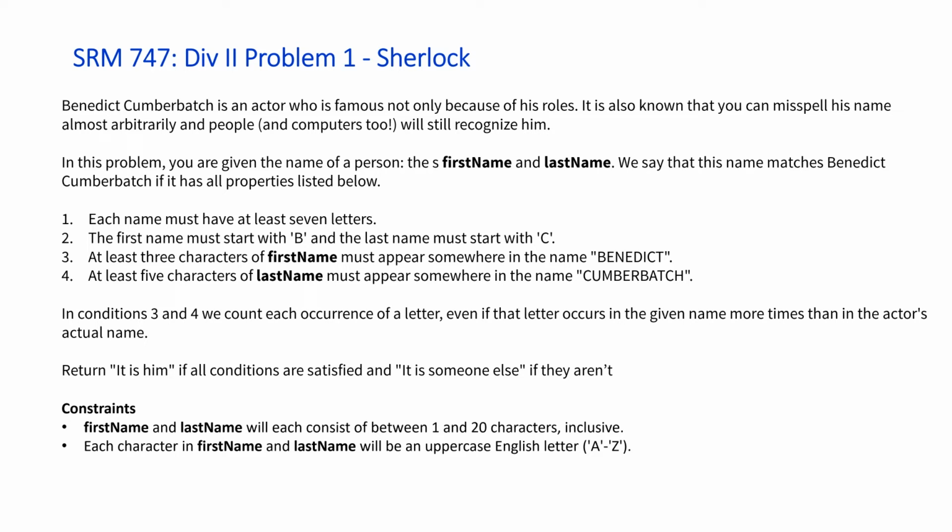Number 1, each name must have at least 7 letters. Number 2, the first name must start with a B and the last name must start with a C. Number 3, at least 3 characters of the first name must appear somewhere in the name Benedict. And number 4, at least 5 characters of the last name must appear somewhere in the name Cumberbatch. In conditions 3 and 4, note that we count each occurrence of a letter even if that letter occurs in the given name more times than in the actor's actual name. Return "It is him" if all the conditions are satisfied, and "It is someone else" if they aren't.